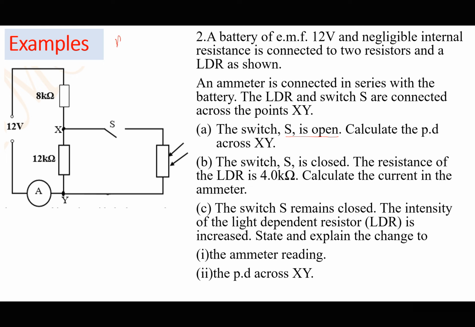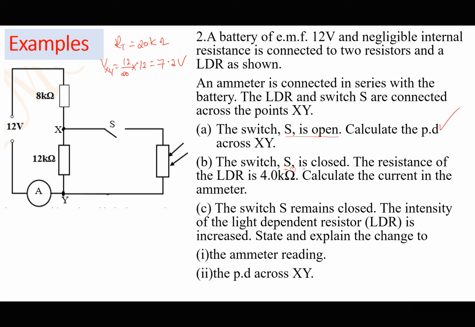So total resistance R total is going to be equal to, these will be in series, so it will be 12 plus 8, which is 20 kilo ohms. And I want to find the PD across XY. If I want to use the potential divider formula, V across XY is going to be the resistance there, which is 12, divided by total resistance, which is 20 kilo ohms, then times the voltage supply, which is 12. So this gives me 12 times 12 divided by 20. I think that is 144 divided by 20. That is 7.2 volts.